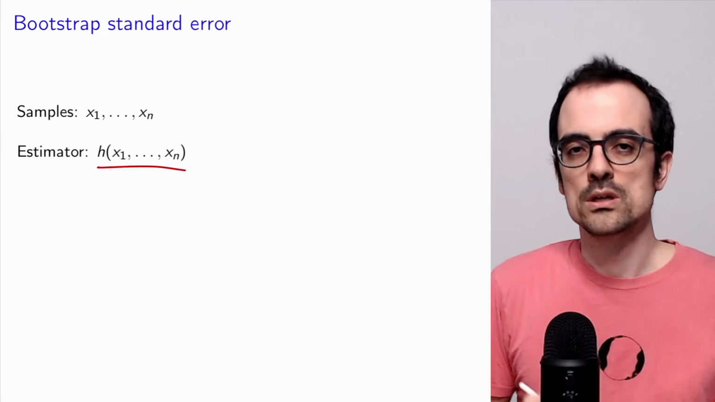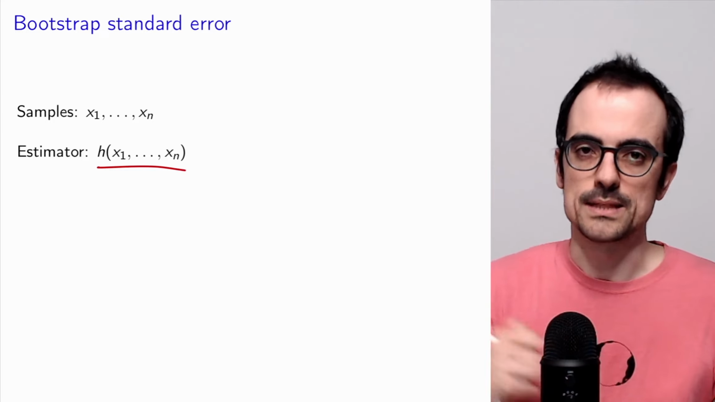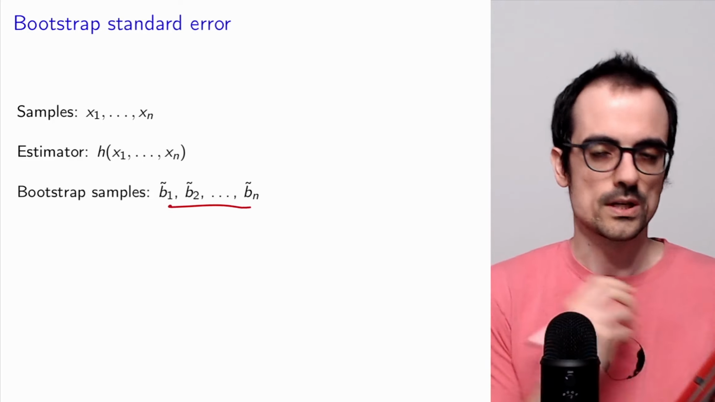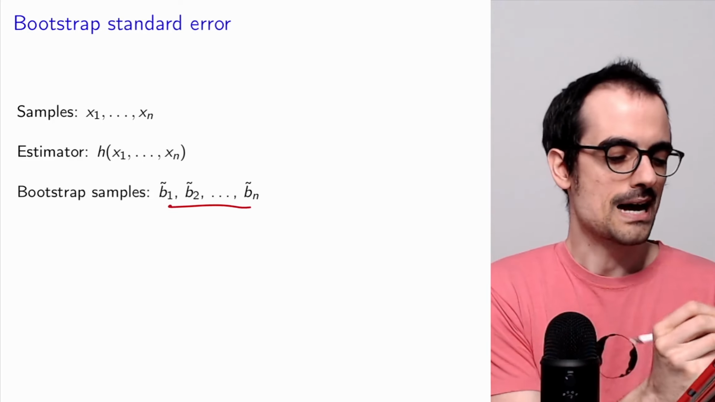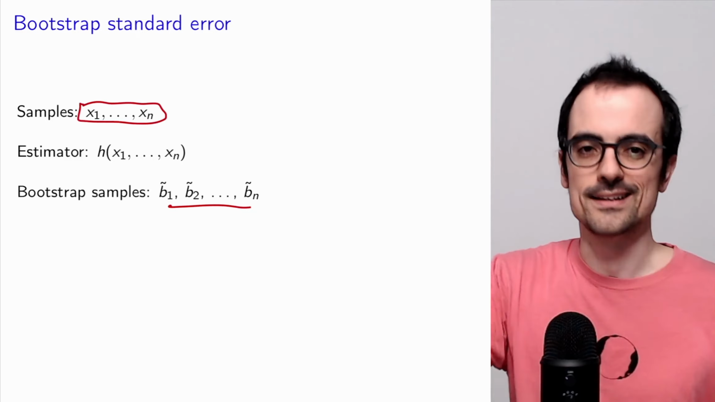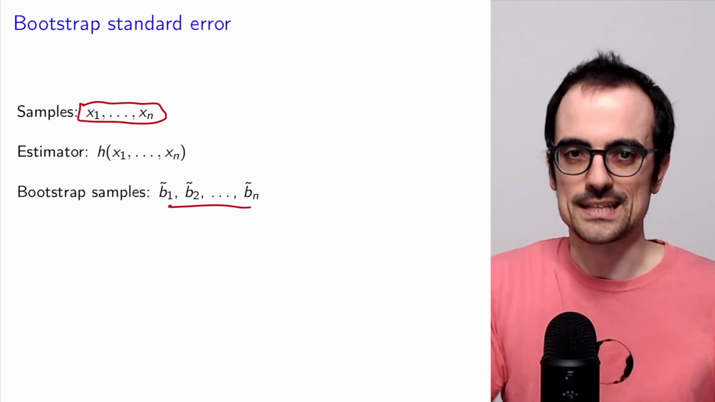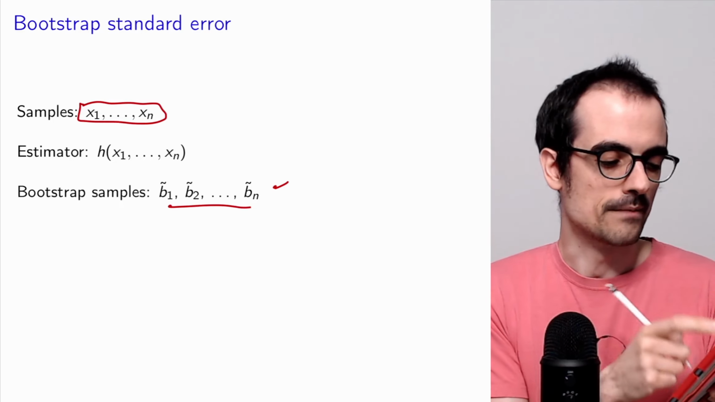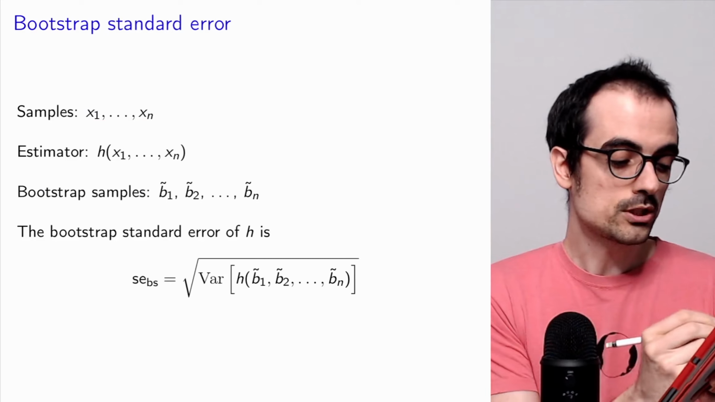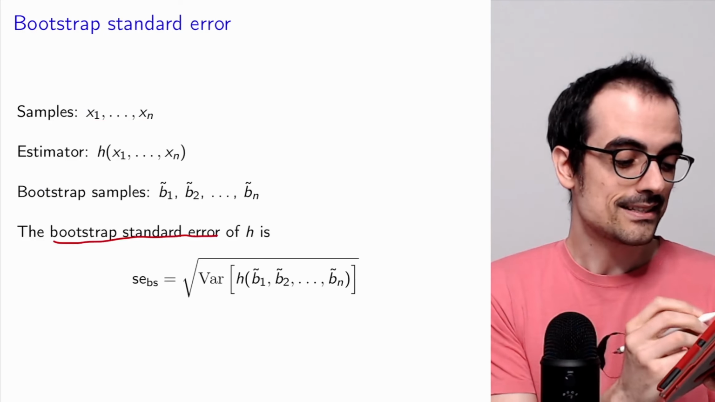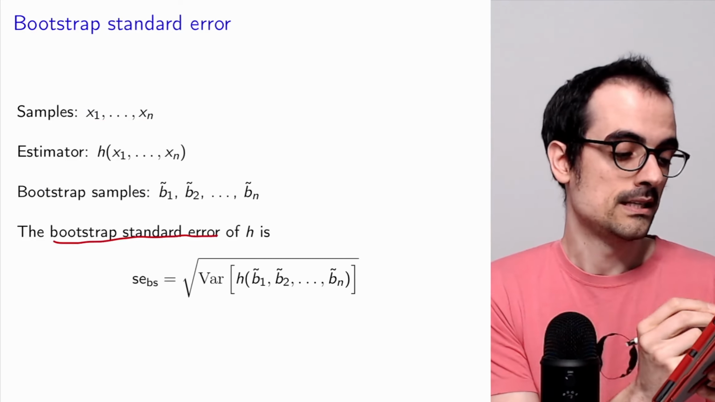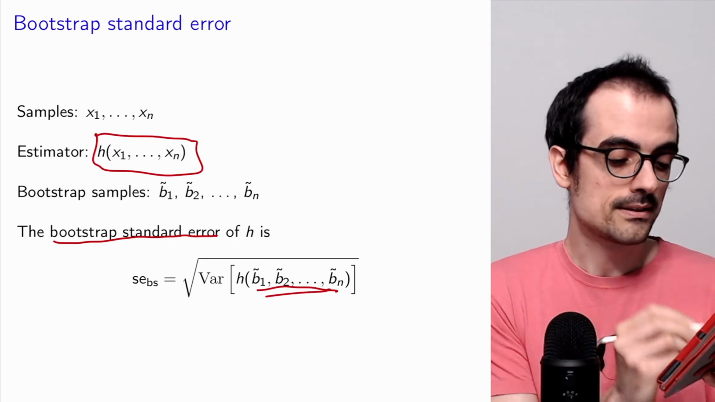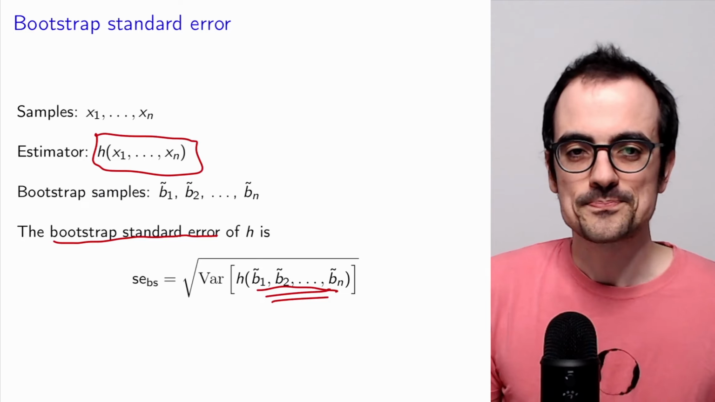In fact, we're going to do this for the correlation coefficient a little bit later on. And now we have bootstrap samples. We can sample from our data by picking elements from our data randomly to create a new data set of n samples. So now this bootstrap standard error is the standard deviation of the estimator when we compute it from bootstrap samples.